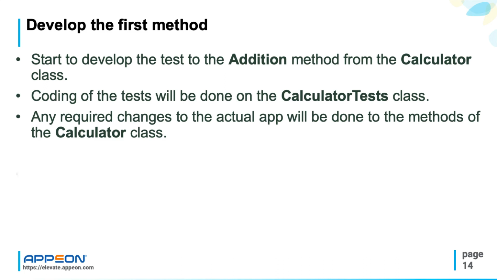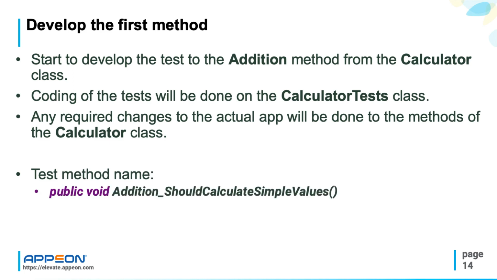So we will name it addition should calculate simple values. Notice that it returns void. This is because testing methods usually don't need to return any value. So this method will test the addition method.